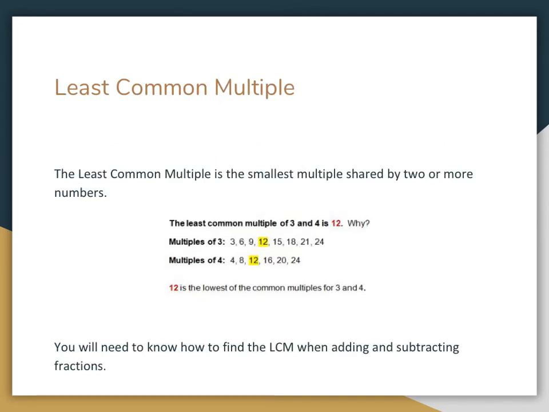So multiples are pretty simple. It's just listing out the numbers when you multiply them by the counting numbers. But when we're working with fractions, it's really the least common multiple that's necessary for adding and subtracting fractions. Just like factors, common multiples would be those multiples that 2 different numbers share. So in the example shown here, multiples of 3 and multiples of 4 are listed. The first number that appears in both lists is the number 12. So we say that 12 is the least common multiple, or LCM for short.